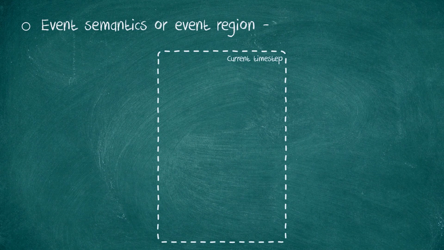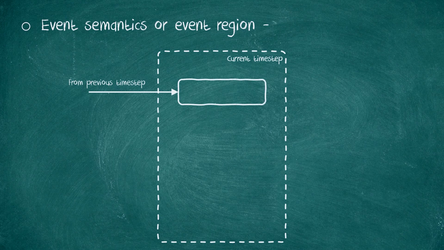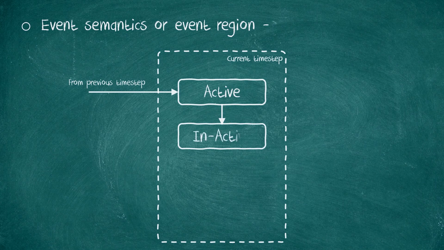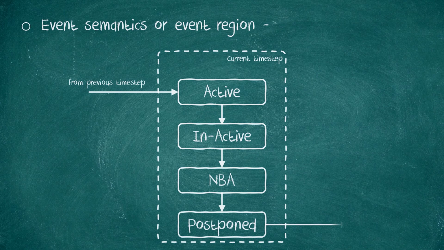For every time step, the calculations or simulation is done in different steps, which is known as event semantics. In Verilog, there are 4 event regions, namely the active region, inactive region, NBA or non-blocking assignment region, and postponed region.